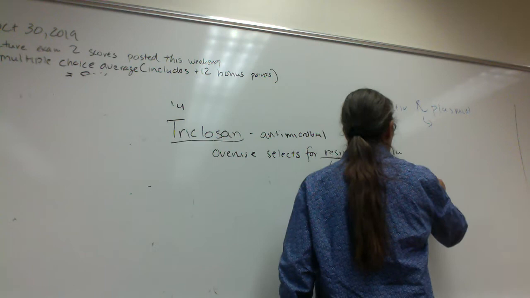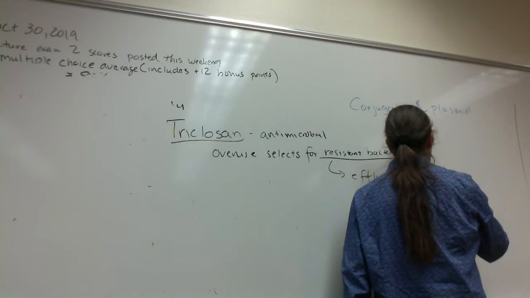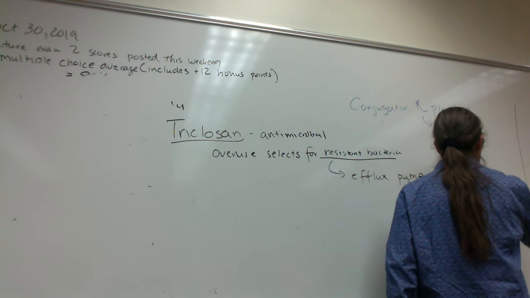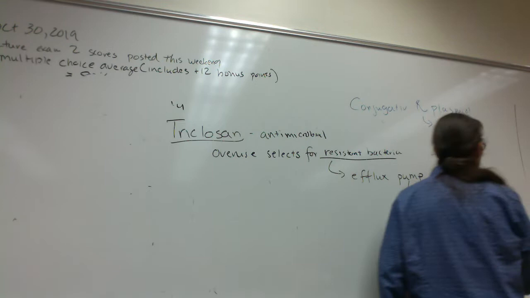So by overusing the triclosan, we selected for resistant bacteria that had a pump that could pump out the triclosan. But what else did they pump out? Not just triclosan, but what else? Antibiotics. So that's bad news, right?